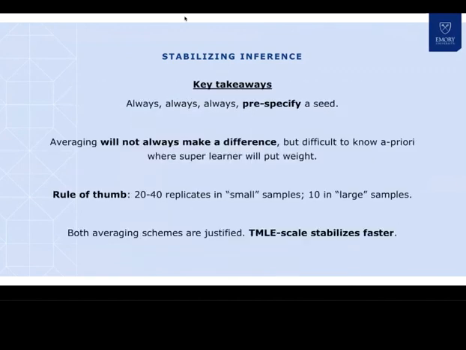Okay, so here are my takeaways from that. Always pre-specify a seed, right? If you're locking an analysis plan in place and you don't want to do this averaging, then you need to say upfront what that seed is going to be. We don't want to be accused of p-hacking our way by finding a seed that gives us the answer that we like. Again, this averaging is not always going to make a difference, but in some situations it can. And the rule of thumb based on our initial simulations is that between 20 and 40 repeated super learners seems to be good enough for small samples, and about 5 or 10 in large samples. All right, next slide.